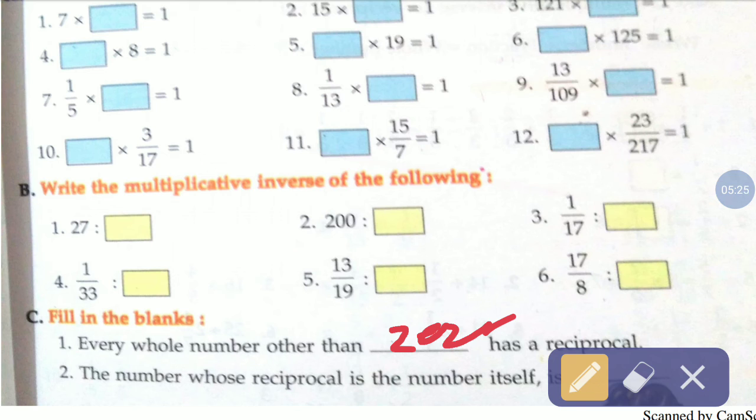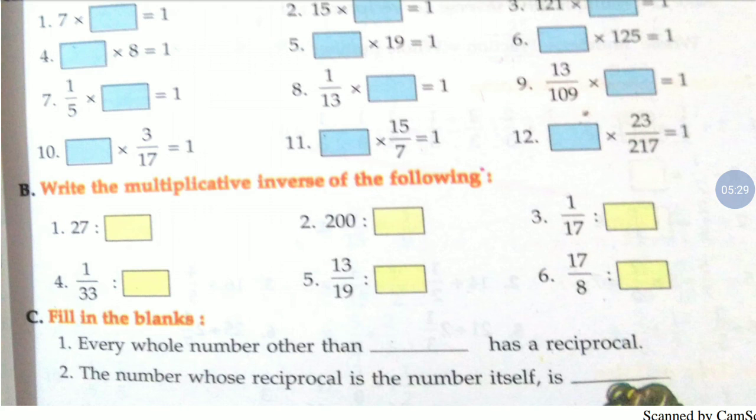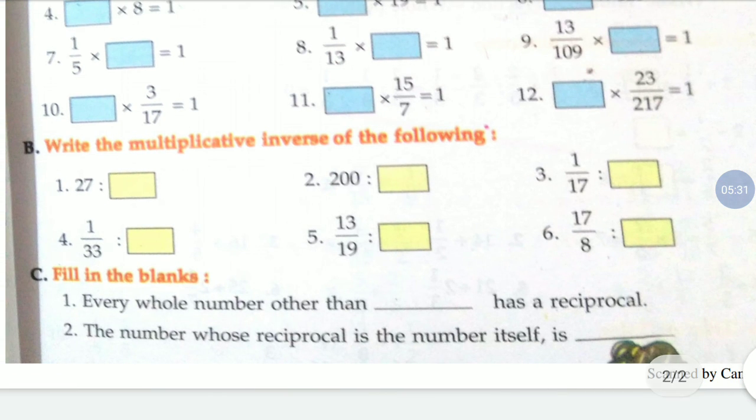Then, the number whose reciprocal is the number itself. We have to tell which number is such that its reciprocal is itself, meaning the number is not changing. That is 1. Here you can write 1 in the second fill in the blanks.